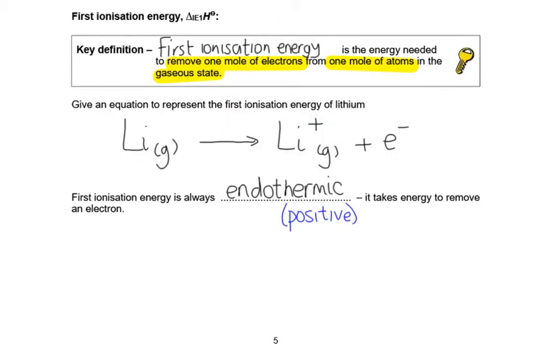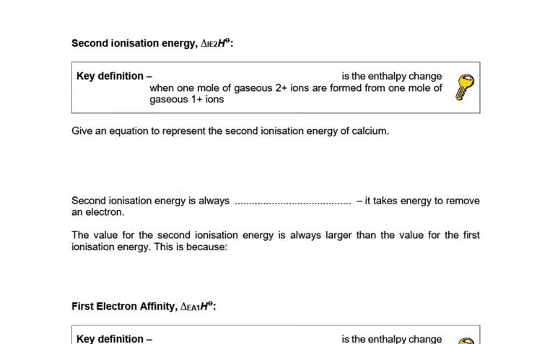There we go. Lithium atoms on the left become lithium ions, all in the gaseous state, by losing 1 mole of electrons. That will always be positive because it takes energy to overcome the attraction between the nucleus and the electron. I've got to pull that electron off. What about second ionization energy? So what's the second ionization energy?